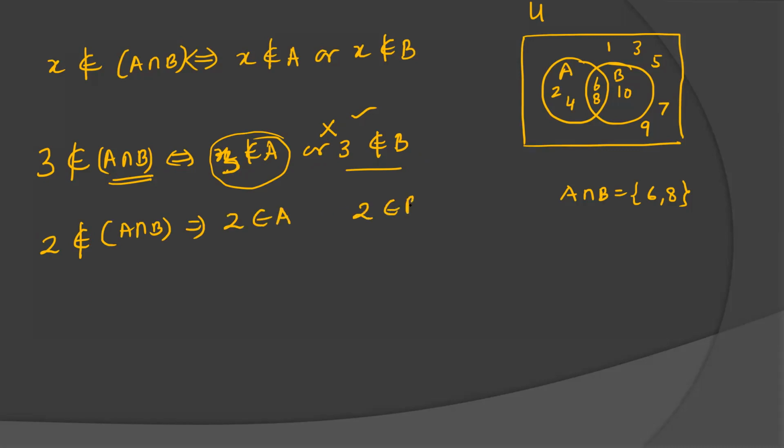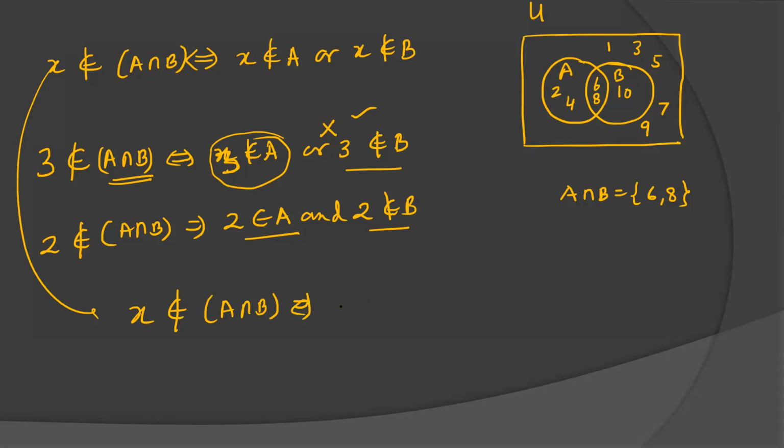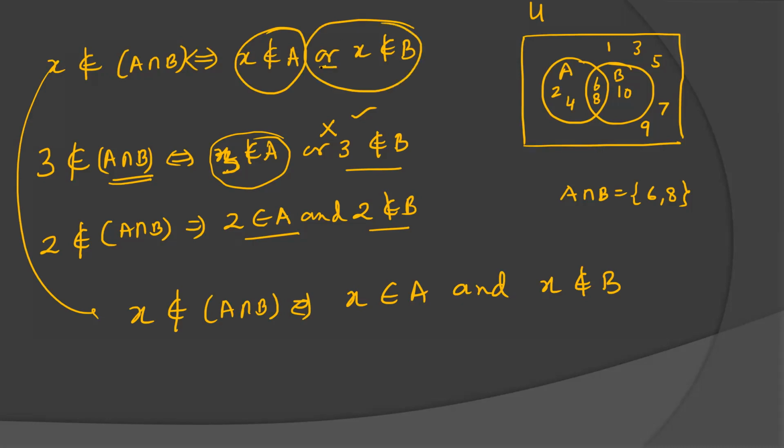But 2 is not belonging to B. So we will put "and", because you can see that 2 is belonging to A, 2 is not belonging to B. So the other definition will be, if X is not belonging to A intersection B, you can think like that: X is in A, so it is a compulsory condition, and the other condition is that X must not be in B. Here if X is not in A, then the other condition is meaningless. So we will put "or" here, because if any element is not in the set, it means it will not be in the intersection also.